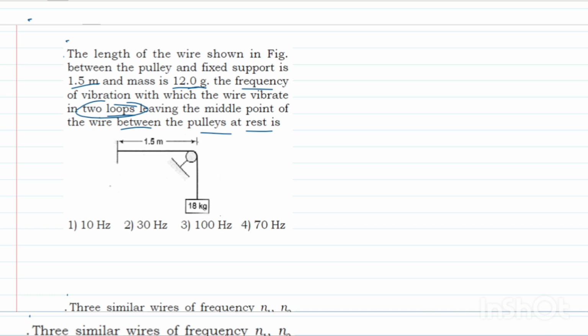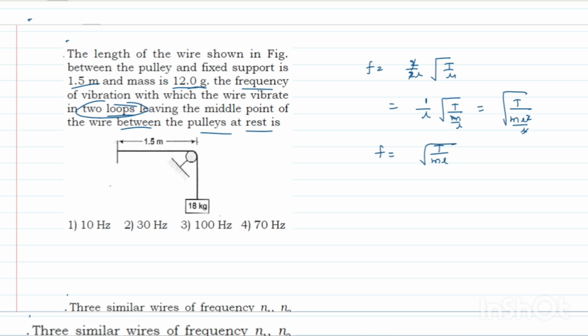So here you can take, students, the formula for 2 loops: F equals 2 by 2L into root over T by mu, and here the 2 gets cancelled. It is nothing but 1 by L into root over T by mu, where mu is mass per unit length. Writing mu as M by L, it is T by M into L square by L, and L cancels. So the frequency formula becomes F equals 1 by L root over T by M into L.